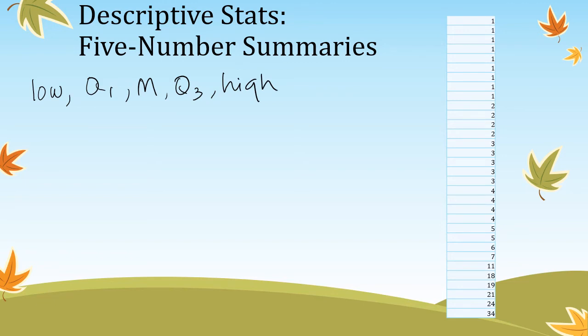So if I were to do a 5-number summary for this, I'd say my lowest value is 1. My quartile 1 we determined from the last slide was 1. Our median is 3. Our quartile 3 was 5.5, and our highest value is 34. So that would be our 5-number summary for this particular data.